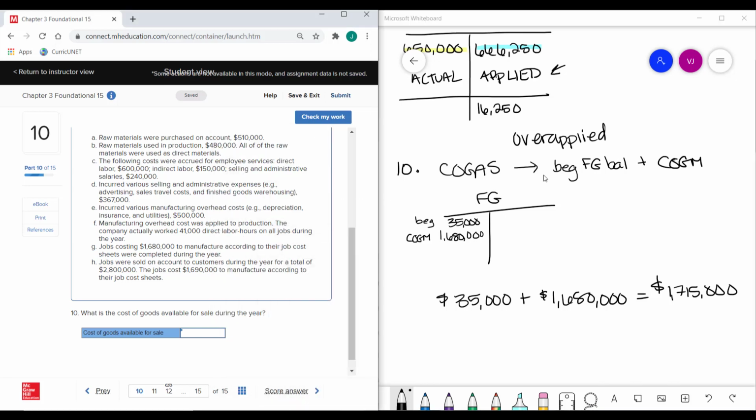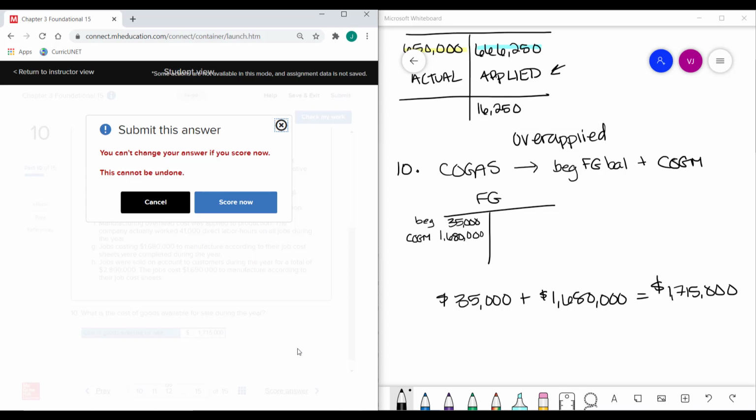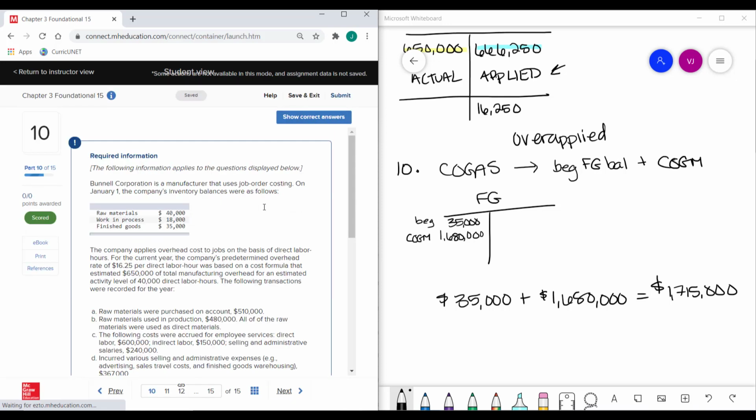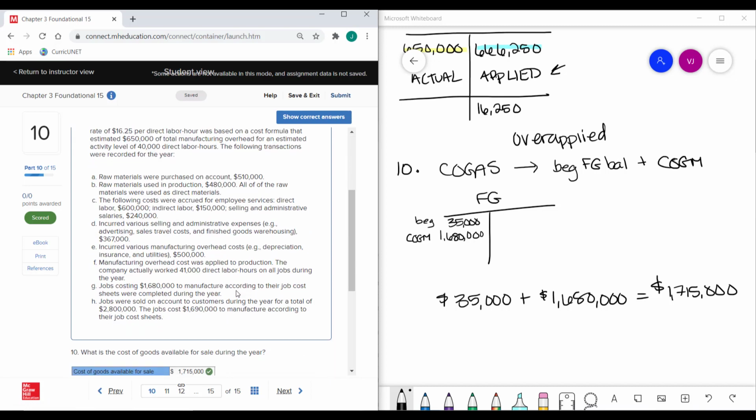Okay, so remember, it's your beginning finished goods balance plus the cost of goods manufactured for the year. Let's score. Very good.